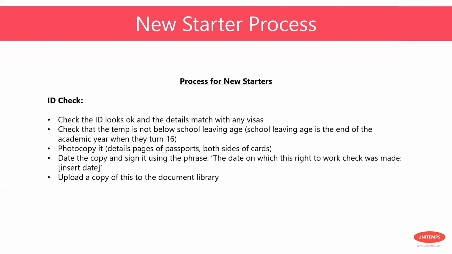Check the temp is not below school leaving age. It might sound stupid, but we have had quite a few problems with some branches with people who are below school leaving age. That's the end of the academic year when they turn 16. If you are in Edinburgh, and I think I've got two or three people from Edinburgh in the training, school leaving age in Edinburgh is a little bit different. I'm afraid I don't remember off the top of my head, but I think it's in the ops manual about how to calculate that.